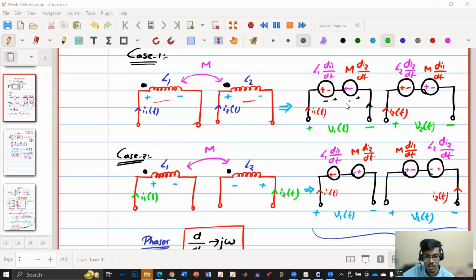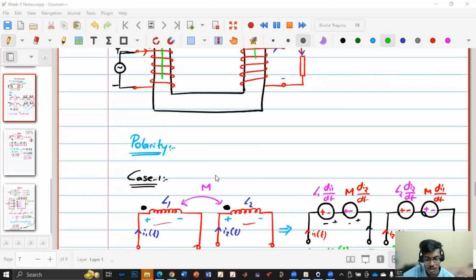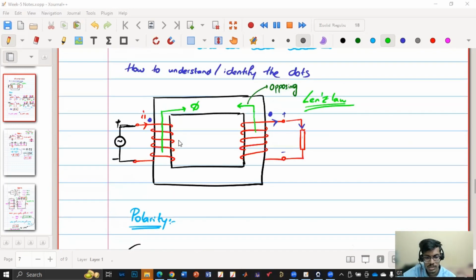That you can do. From there, you will understand the flux. The dot is saying that flux is coming towards or outwards. How can we know that based on the dot convention? Let us consider this example.